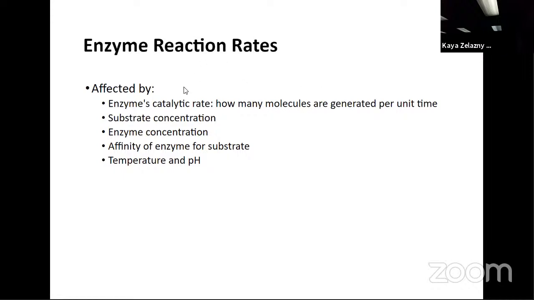Okay. So the catalytic rate, right? Let's make some definitions here. The catalytic rate is what we're talking about varying when we're thinking about enzyme reaction rates. That's if we're counting how much product is generated per unit of time. How many molecules per second are we making? And that is what is going to really be varying depending on these concentrations.